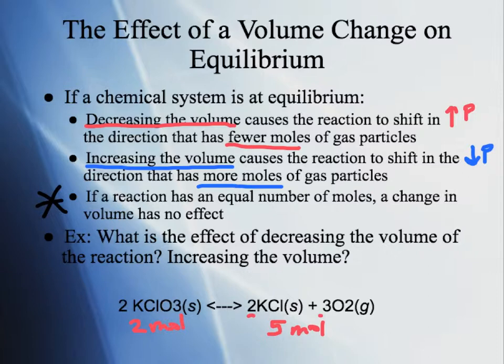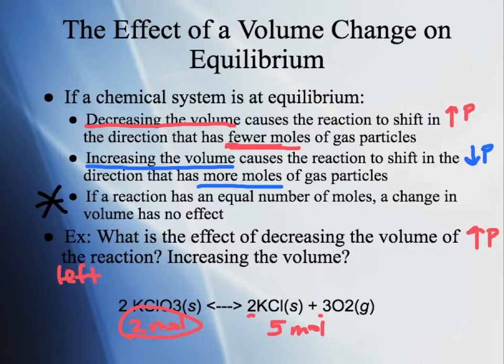So what is the effect of decreasing the volume? Well, if we decrease volume, that means we are increasing the pressure. So we need to shift it to the side with fewer moles. So we need to shift it in this example to the left. We need to shift it towards the side that only makes 2 moles of gas rather than 5 moles of gas. So in this way, we're going to shift it left.